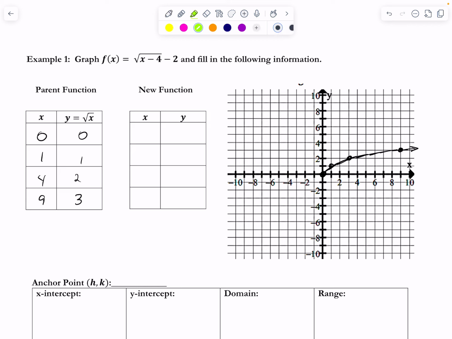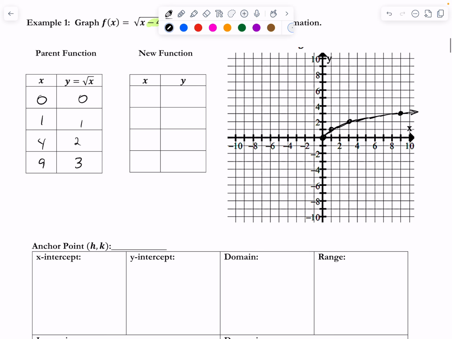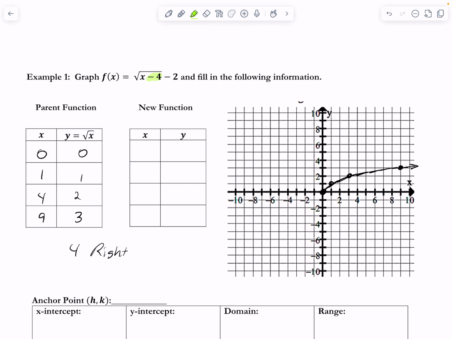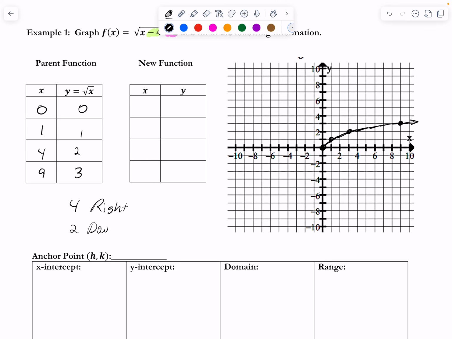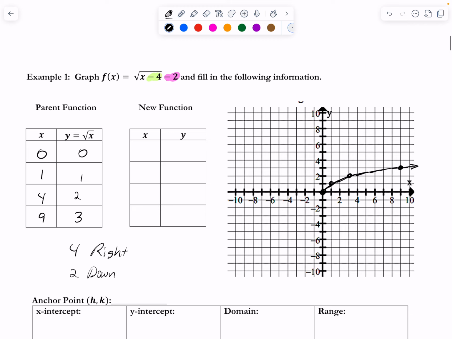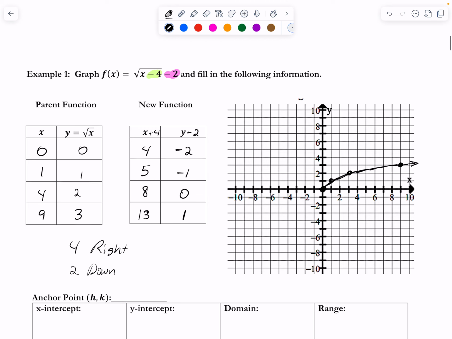If I look inside, I have that minus 4, which means that's going to be 4 units to the right for that horizontal shift. And then this minus 2 after it is going to be 2 units down for the vertical shift. So when I put my new function, I'm going to put 4 to the right, which is plus 4. Notice that, think opposite. And then minus 2 for the new y values. So this is going to be 4, 5, 8, and 13. My new y values are negative 2, negative 1, 0, and positive 1.